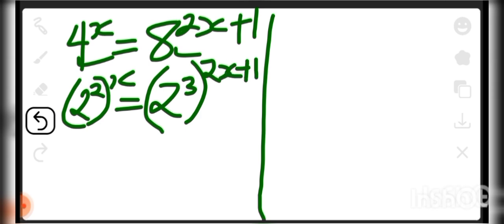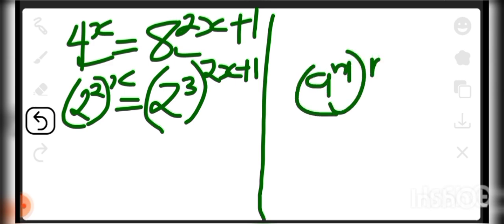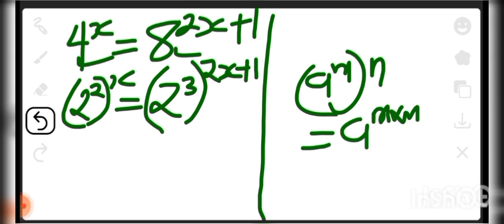So next, what am I going to do? We are going to open the bracket. We have 2 powers here. If you have something like a raised to the power m and everything raised to the power n, the answer will become a raised to the power m times n. What you have to do is to multiply these 2 powers. You multiply the whole power to open this bracket. That's how you do that.